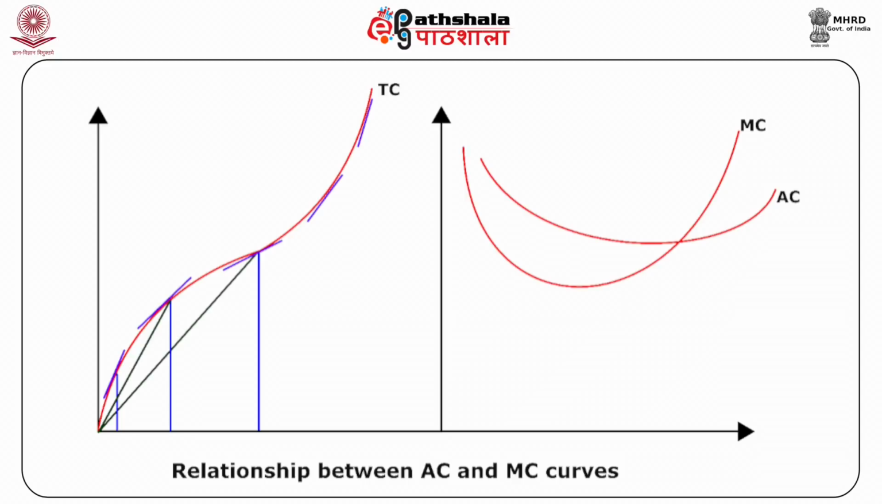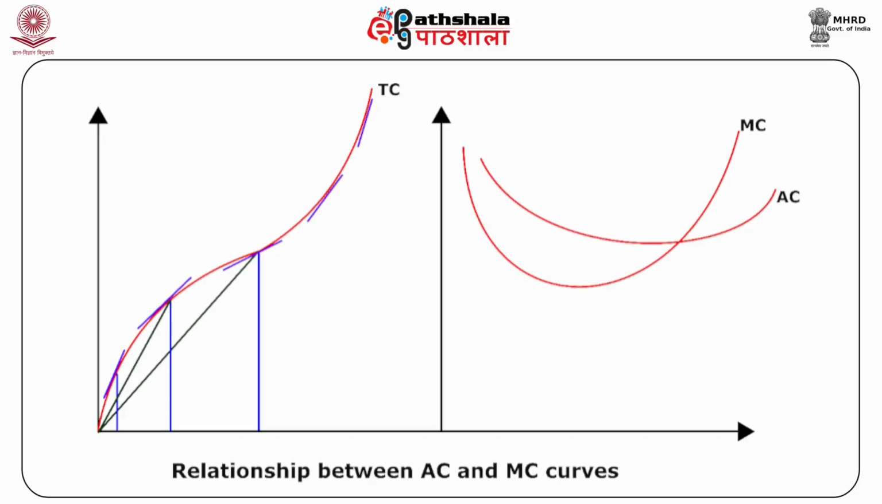So therefore we can conclude from this that the minimum point of the average cost curve and the marginal cost curve are both common. That means that the marginal cost intersects the average cost curve from below. That is, if you look at the ray from the origin, the marginal cost is the slope of the total cost curve, which is above this ray from the origin.